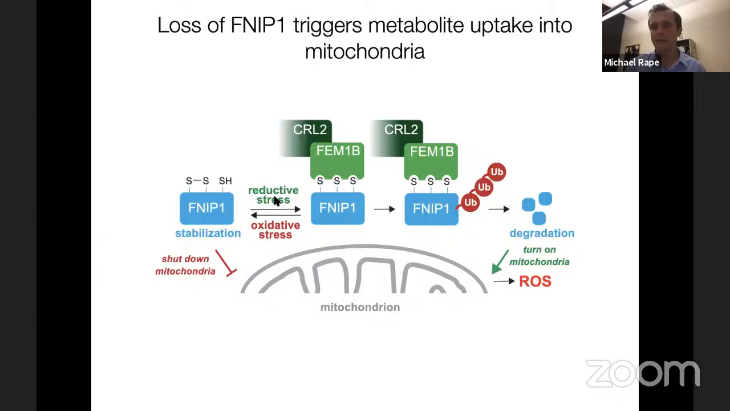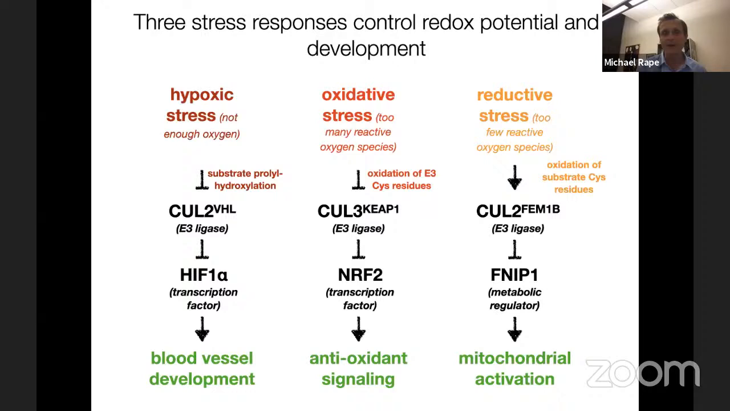And there are a few things that are interesting. One of the striking ones is, I think this is now the third pathway that controls the redox potential in the cell, the redox state. There is the very famous hypoxic stress response discovered by Bill Kaelin and Radcliffe, which goes through an E3 ligase and they have one transcription factor. There's the oxidative stress response that I mentioned, and now the reductive stress response.